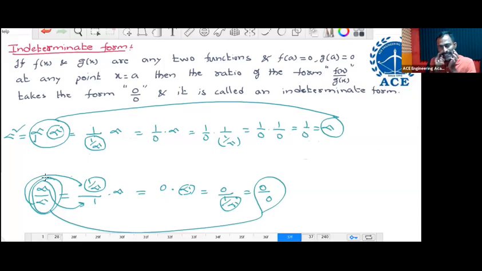So like this, anything reducible to 0 by 0, such a form is also called indeterminate form. Like this, we have some other forms. We write all other forms of this indeterminate form as a note point.